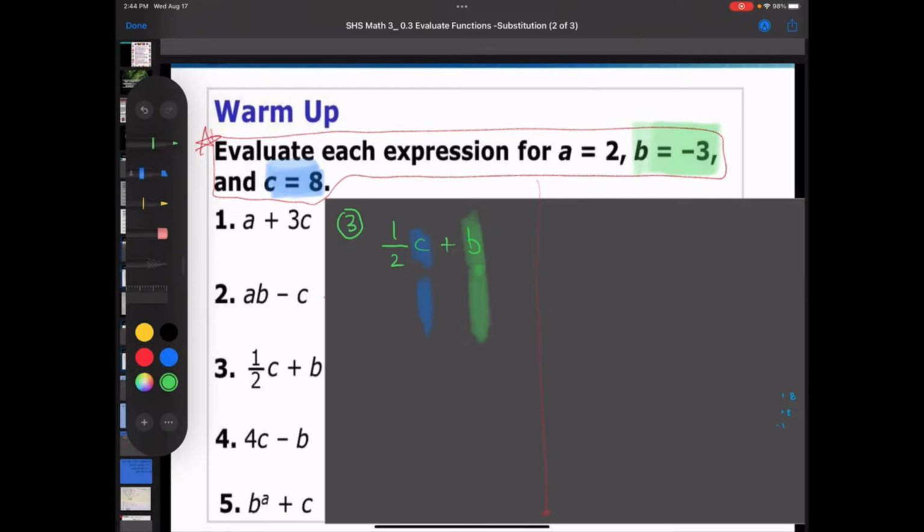Do you guys know why I picked this problem? Because it has a fraction. Teachers don't like certain F words in their class. Sometimes students don't like certain F words in their class. So every C value is what? 8. And every B value is -3.